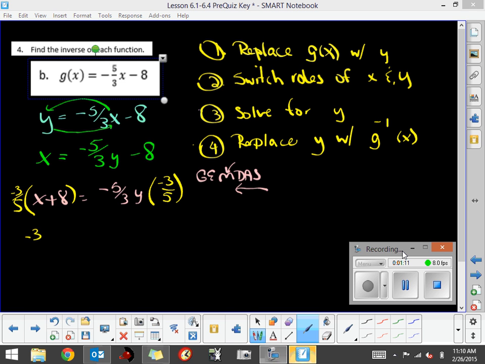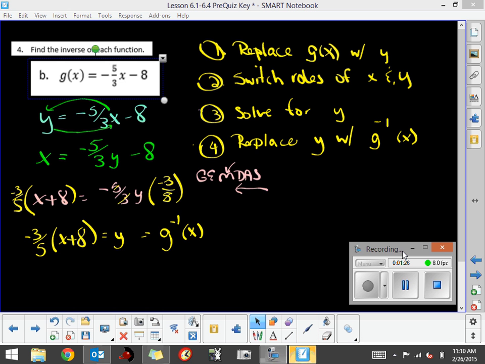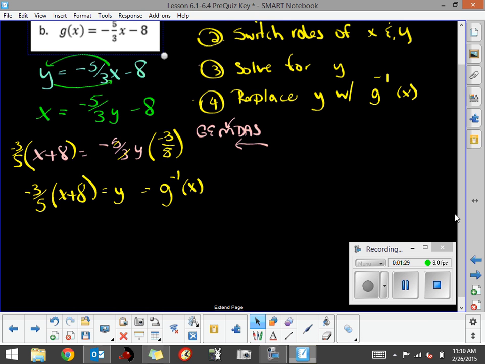So a negative 3/5 times x plus 8. Now the 3 and the 3 reduce, and the 5 and the 5 reduce, and a negative times a negative is a positive, so we end up with a y. And this represents our inverse, so now I'm going to step 4, and I'm replacing y with g inverse. This is the function that represents the inverse of function g.